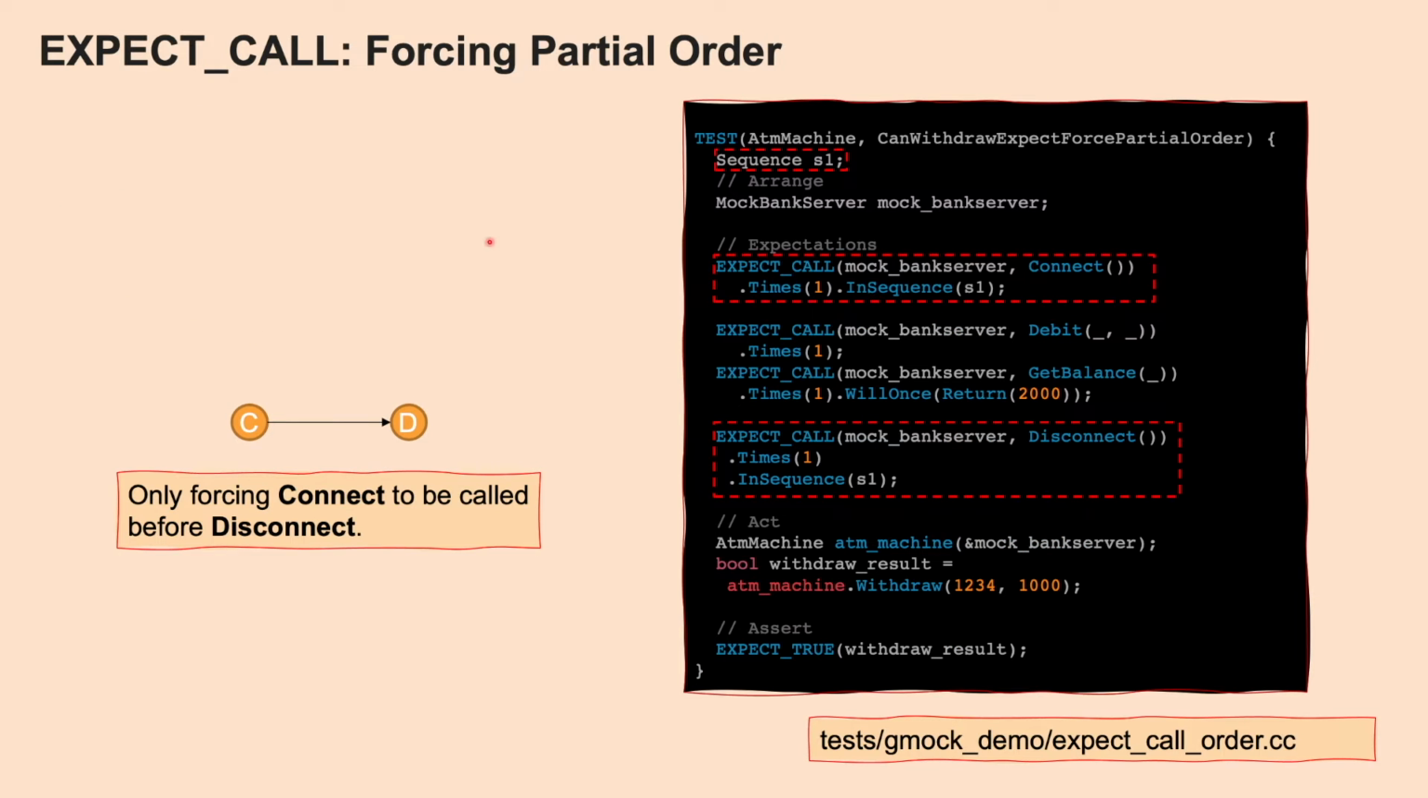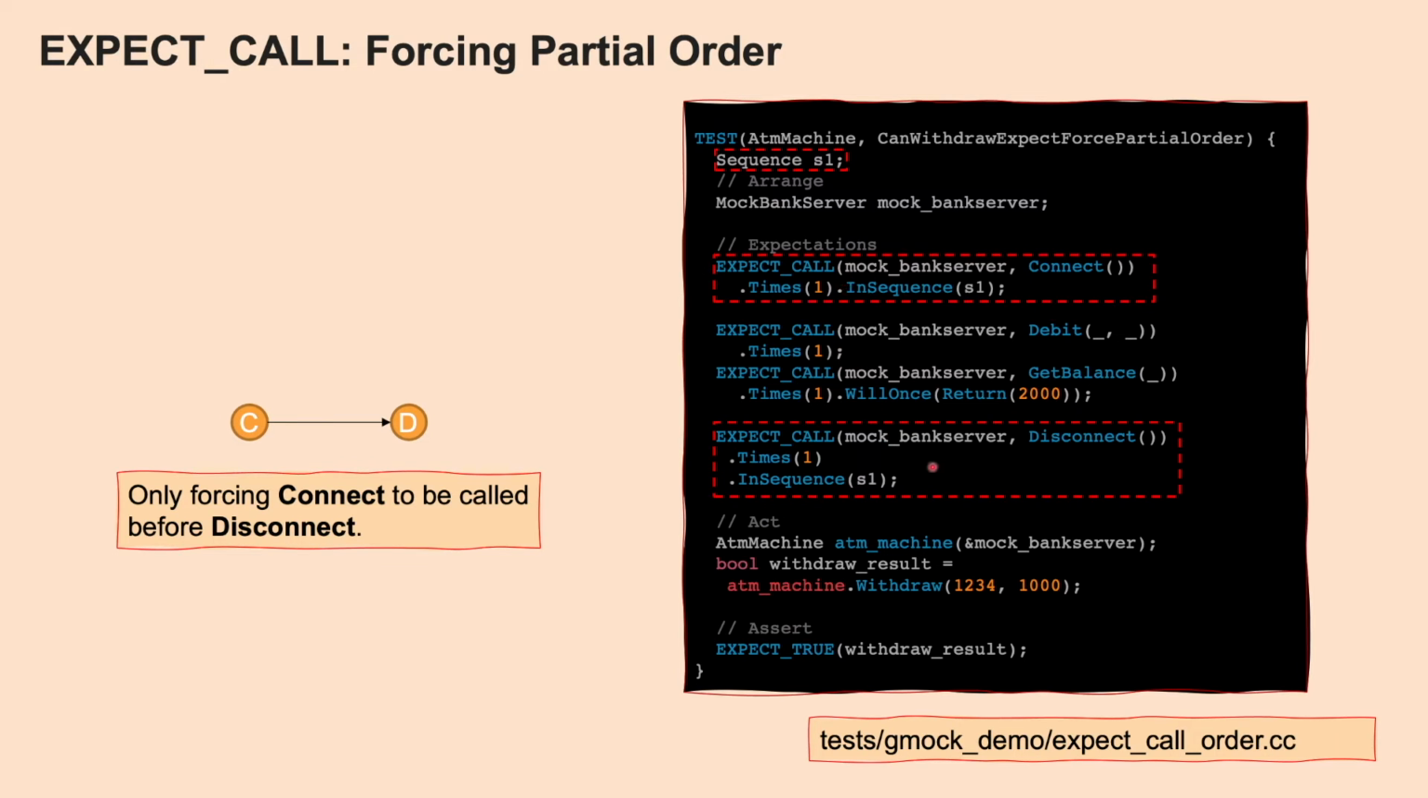Let's go back to our ATM machine example. And suppose we want to enforce that disconnect always should happen after connect. In order to do so, we create an object of type sequence and we assign it to both connect and disconnect using .inSequence.